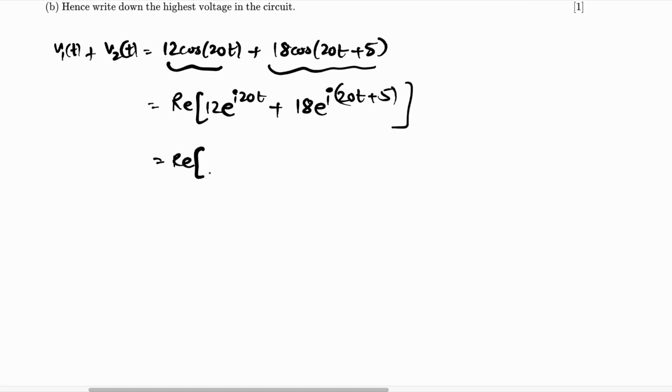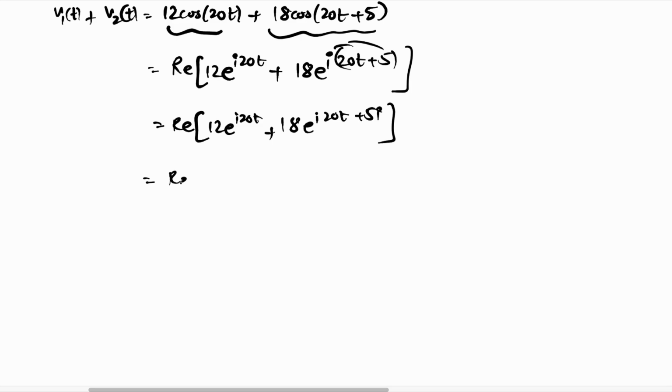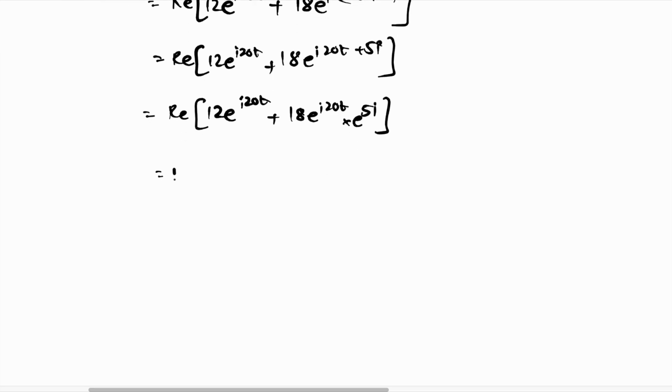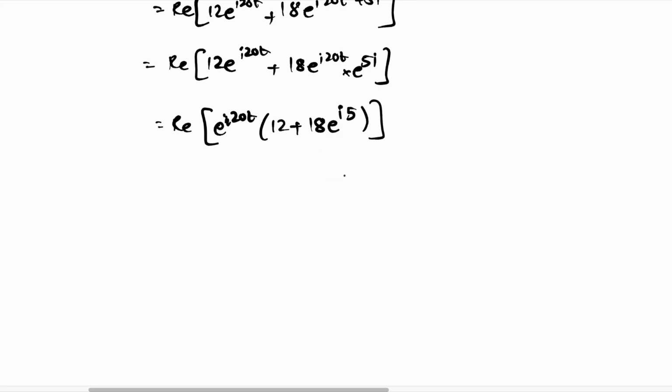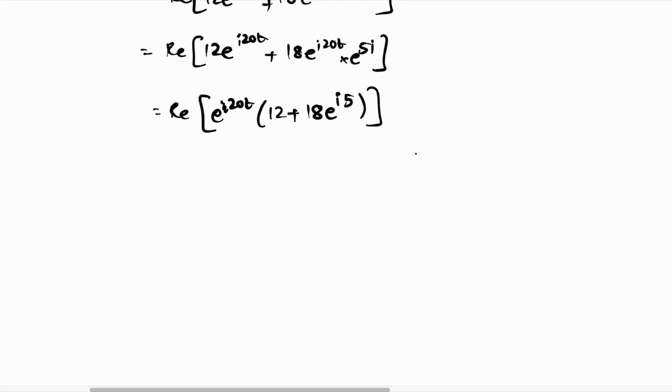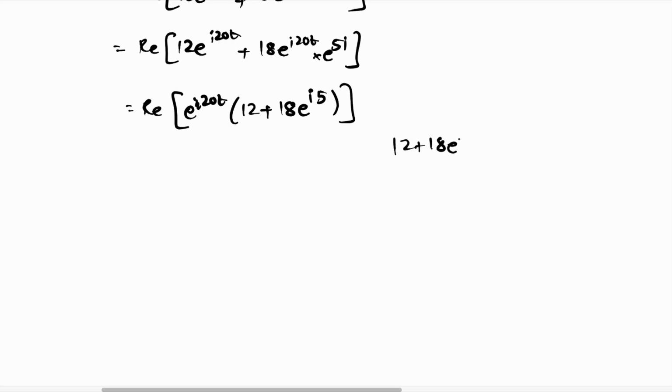Now for the first term, I'll let it be as it is. For the second term, I'll expand it up. So I'll get 18 e raised to i 20t plus 5i. And then using the laws of indices, I can split up the second term again as e raised to i 20t into e raised to i 5. And if I take e raised to i 20t common, I'll get 12 plus 18 e raised to i into 5. And 12 plus 18 e raised to i into 5, I can add up in my GDC.